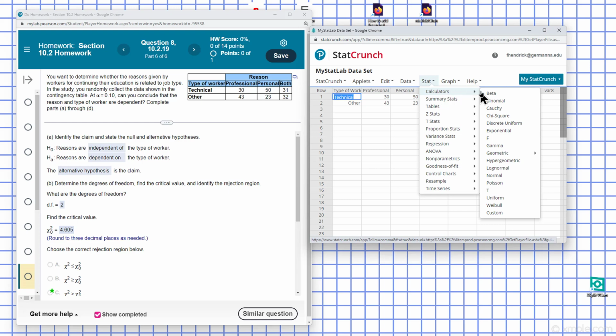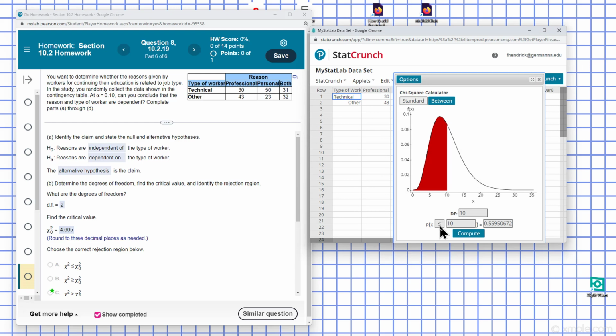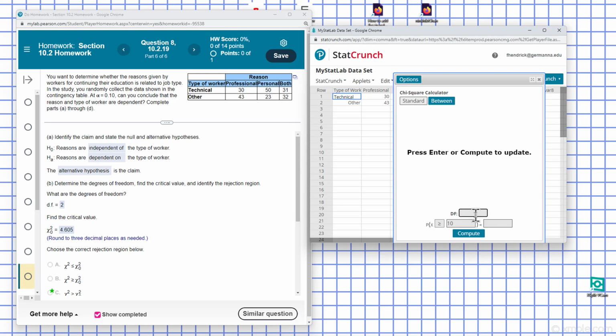Go to calculators, chi-square. Here again, we're interested in the right side. Always the right side there. The degrees of freedom is 2. And our area on the curve in this case is 0.10. And let's see what they give us. And it gives us our critical chi-squared, our critical value.